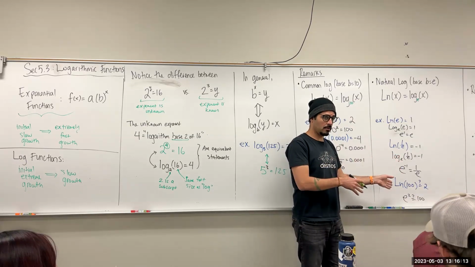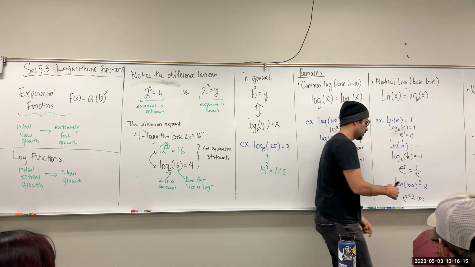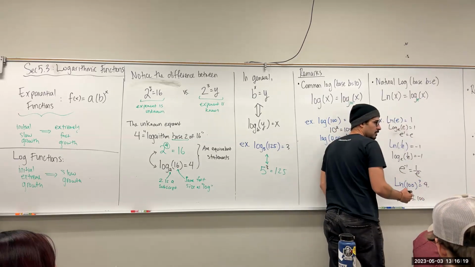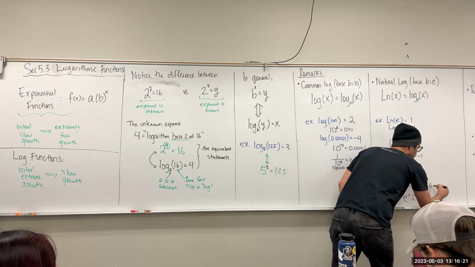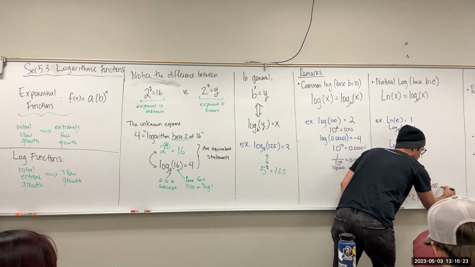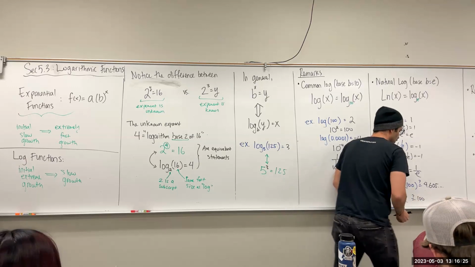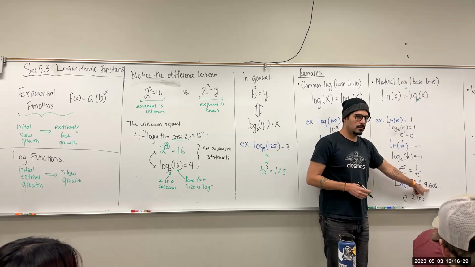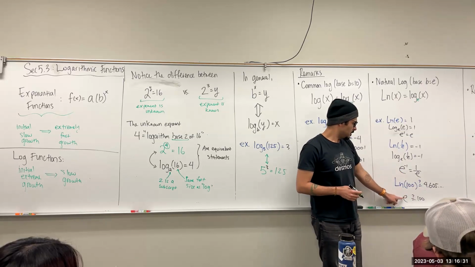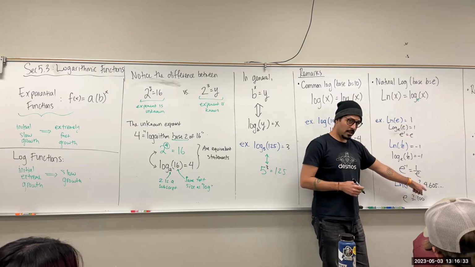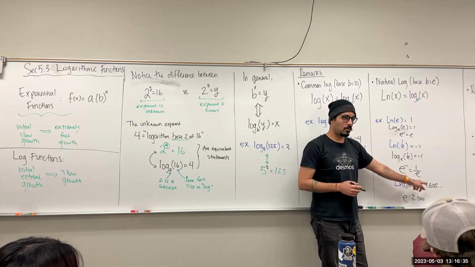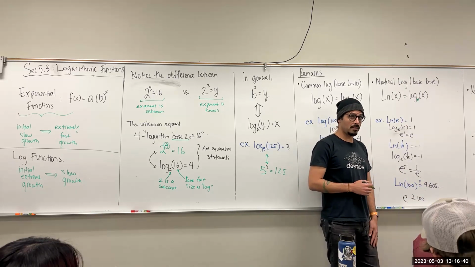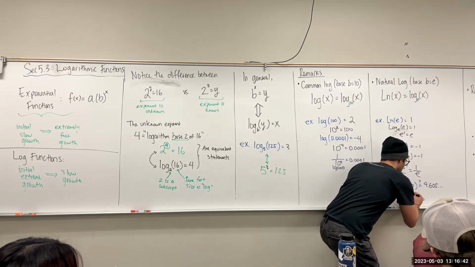What does it actually equal? 4 point some crazy 605 and so on. So what does that number represent then? What does that number mean? E to the power of that weird irrational number somehow equals 100. That's what that means.